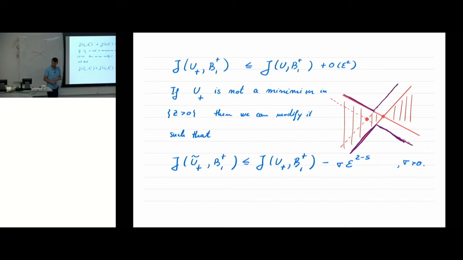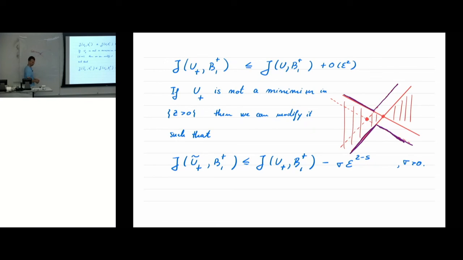However, U plus is not really a minimizer. If I think that this is U epsilon and this is U minus epsilon, U plus would be the maximum. So U plus would be this. And if U minus epsilon and U epsilon cross at some point, then U plus for sure would have some Lipschitz singularity somewhere in the upper half space, and wouldn't be a minimizer.